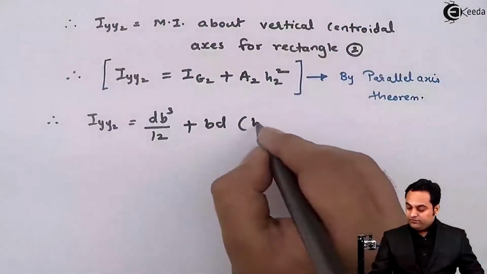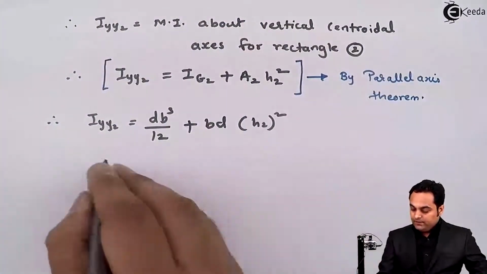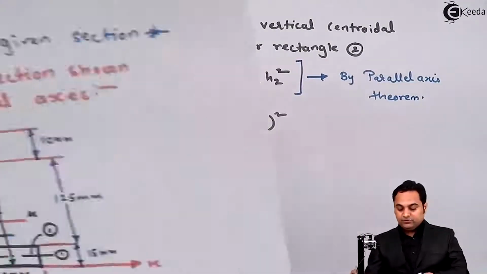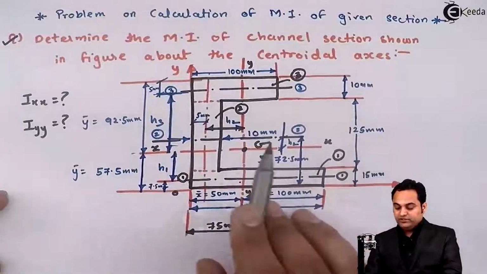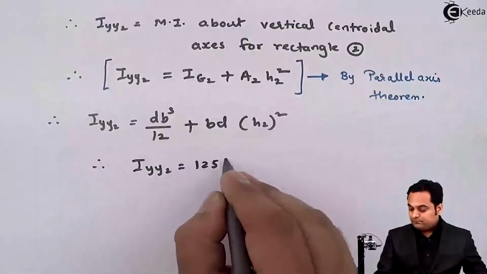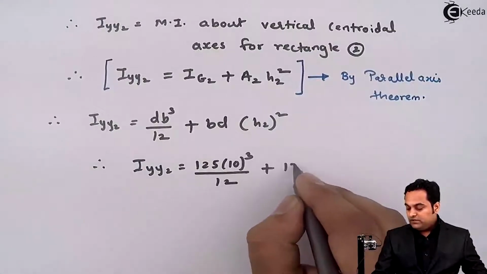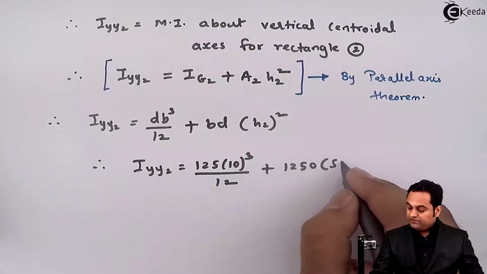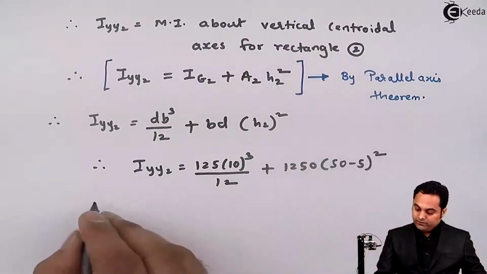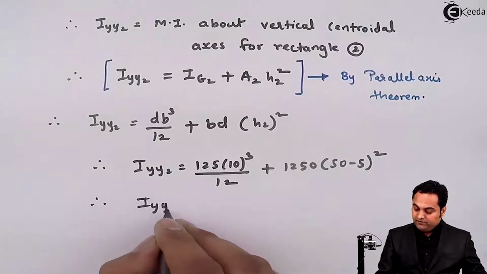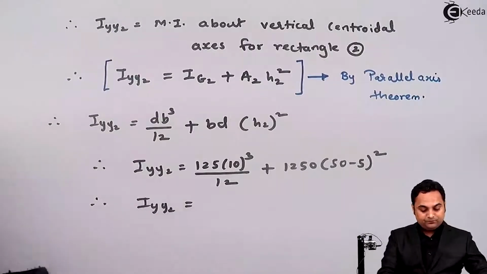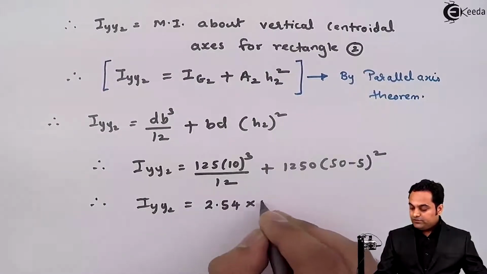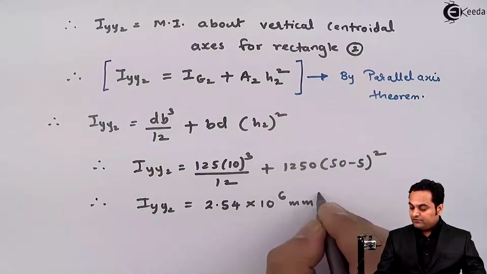So therefore here first I'll write down h2 square, and then Iyy2 is equal to d and b values. For the second rectangle, d is 125, b is 10, area is 1250, h2 is 50 minus 5 whole square. So therefore Iyy2 comes out to be 2.54 into 10 raised to 6 mm raised to 4.